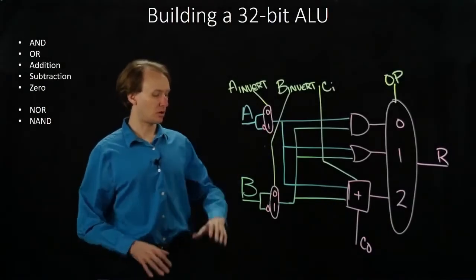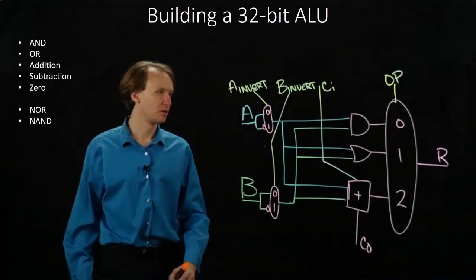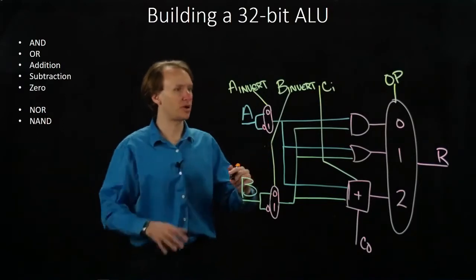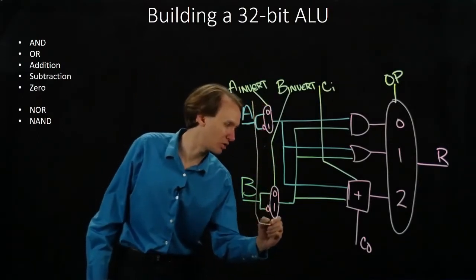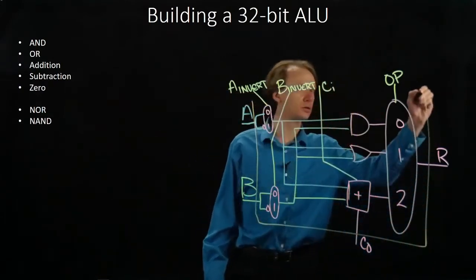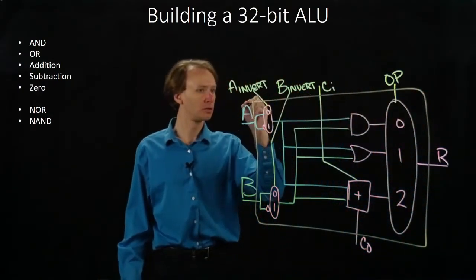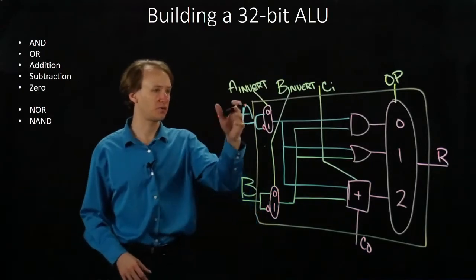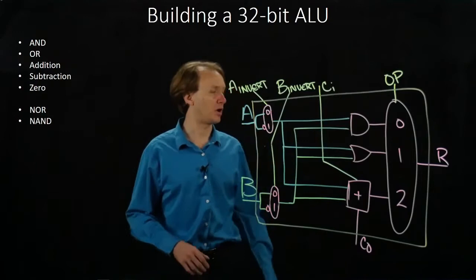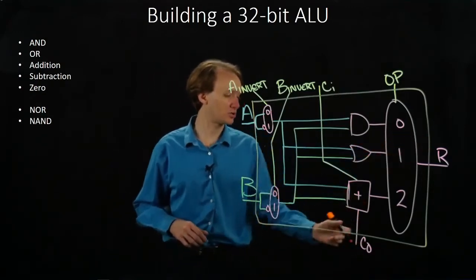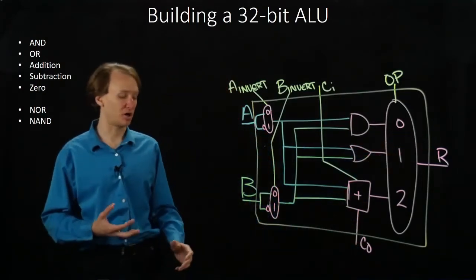So now that we've got our 1-bit ALU here, I'm going to draw a nice box around this, and we're going to abstract that part of it away. So I've got several inputs here. I've got A, B, as well as A invert, B invert, carry in, and my operation, and I get a result and a carry out of this box.